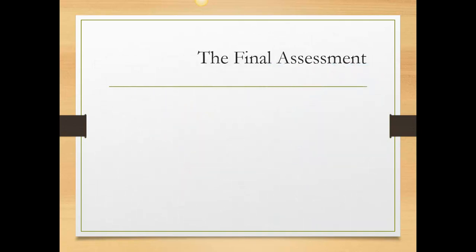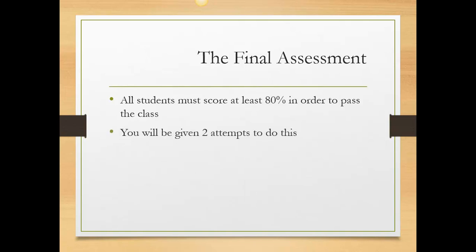Once you have completed all of your ALEKS objectives, you are then going to be asked to complete a final assessment. In order to pass this class, students must complete at least 80% on their final assessment. You will be given two attempts to do this. The first will be the last day of class, and then if you find that your score is not good enough or it's not something you are happy with, you have a second attempt at the assessment. The second attempt will be scheduled. For both of them you will need to contact an instructor before you are able to take the final assessment.